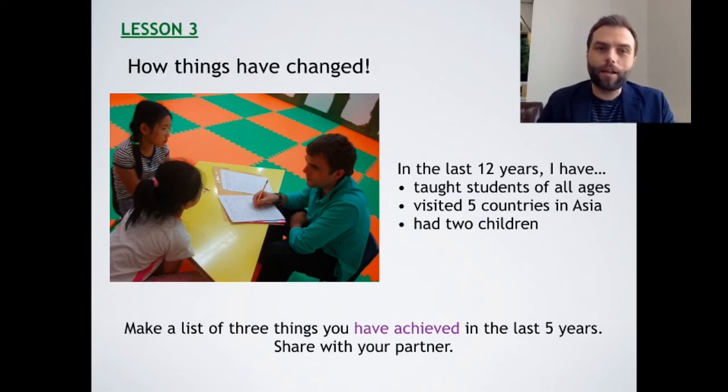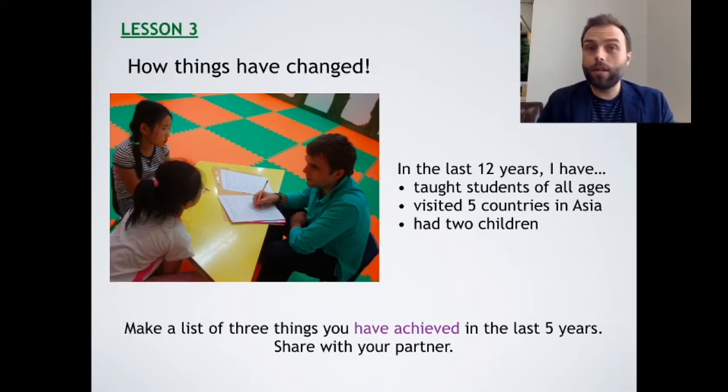Okay, so on this slide you can actually see a picture of me. This picture is from 2006 when I first came to Korea. I look very young, and this was my first experience of teaching at an academy in Korea. Okay, so we're going to talk about our lives, and we're going to share things about our lives in this lesson.